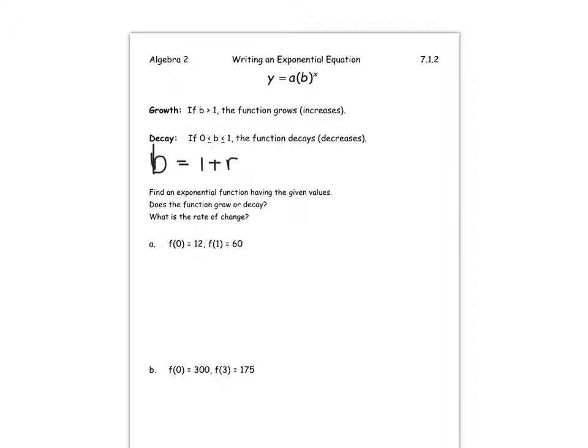If b is greater than 1, then the function is said to be an increasing, a growing equation. If b is a decimal or a fraction between 0 and 1, then it's said to be a decaying or decreasing function. And if you need to know what percent your equation is growing by, then you need to do some math with b. b, the growth factor, is equal to 1 plus r. r is the rate written as a decimal.